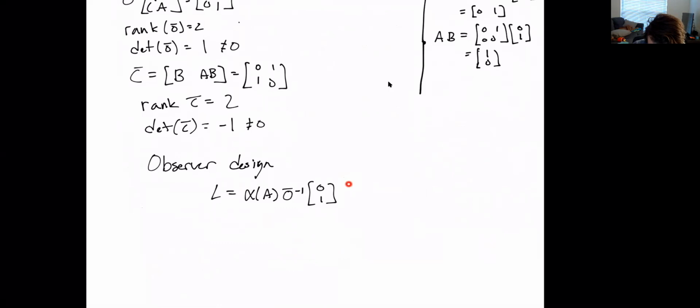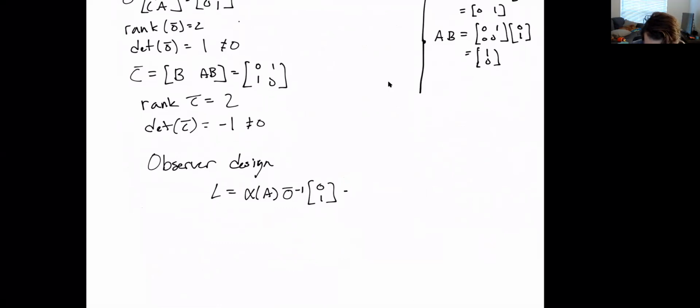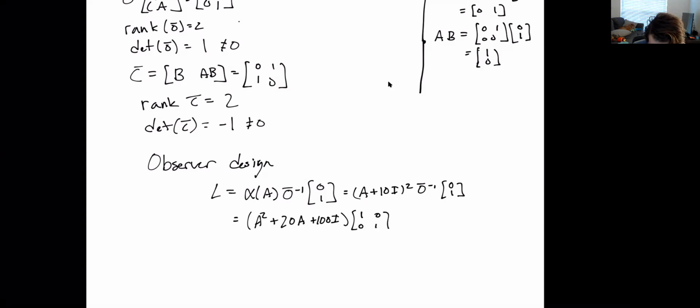So if we come back down here, this is equal to (A plus 10I) squared times O bar inverse times 0, 1. This will be A squared plus 20A plus 100 times I. And then our inverse of O bar is just the identity, so this will be [1, 0; 0, 1], and then 0, 1.